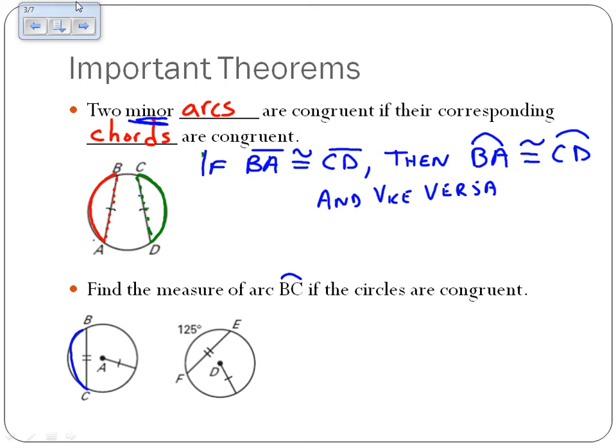Well, we know that EF is congruent to BC, right? Everybody see that? This is the radius. These are saying that the radii are the same. If the radii are the same, are the circles going to be the same size? Yeah. So if they're the same size circle, and both the chords are the same, how much does arc BC have to be? 125. BC is congruent to EF, so therefore the arc EF must be congruent to the arc BC. Okay?